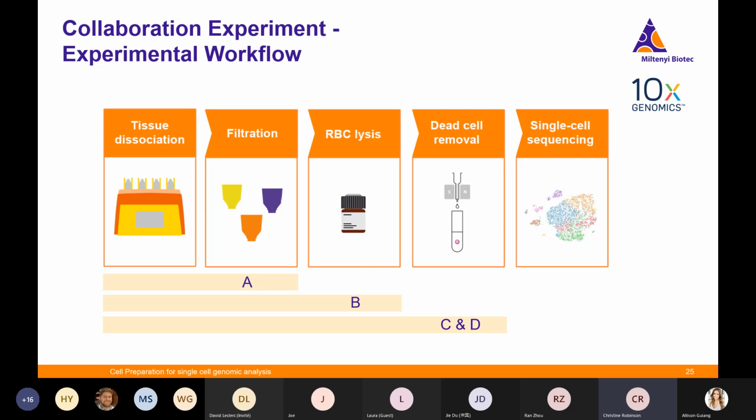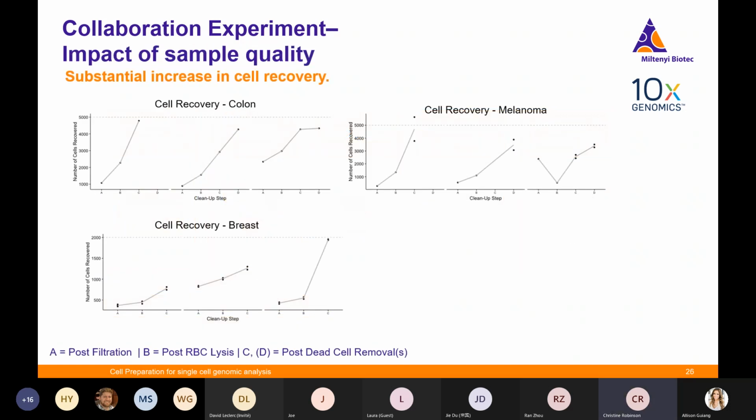So condition A, cleanup is just minimal filtering with a 70 micrometer smart strainer for those large aggregates and debris. Condition B, we add on an RBC lysis step. And then in C, we add that dead cell removal kit that I just talked about. And in some cases, we actually found a single round of dead cell removal didn't give us the desired viability that we wanted. So we added a second round as condition D. And then we assessed several performance metrics like, on the next slide, cell recovery. So cell recovery actually yielded the most striking differences between each cleanup condition.